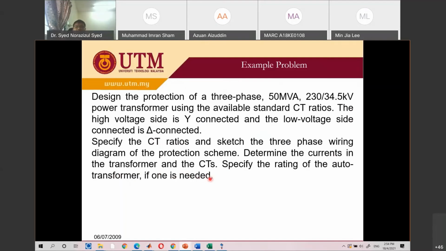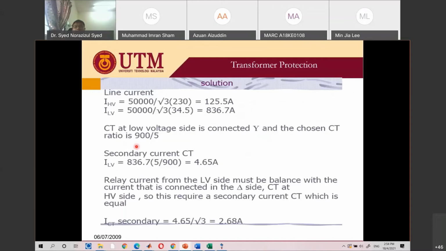Okay, so you are given the capacity and also the ratio here, and the HV part has a star connection and the LV part has a delta connection. So first you have to find the current at the HV and also the LV. The same formula, you have to use the 40 MVA divided by cert3 and 230 kV. You're going to find the 1 to 5.5 and also 836.7 here.